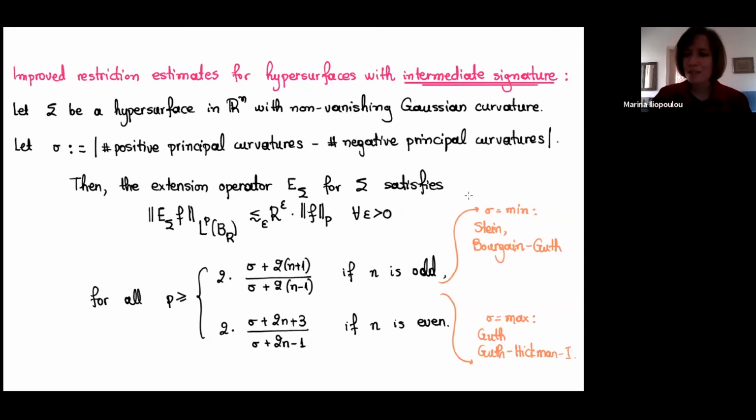Of course, this is sort of not natural, okay? The restriction problem says that no matter what signature the surface has, we should have the same L^p boundedness properties for the extension operator. So it's sort of unnatural to split the problems according to the signature. But there is a reason for this, and the reason is that we were actually interested in a more general problem than the restriction problem, and that has to do a lot with the signature. So this theorem is a byproduct of that.